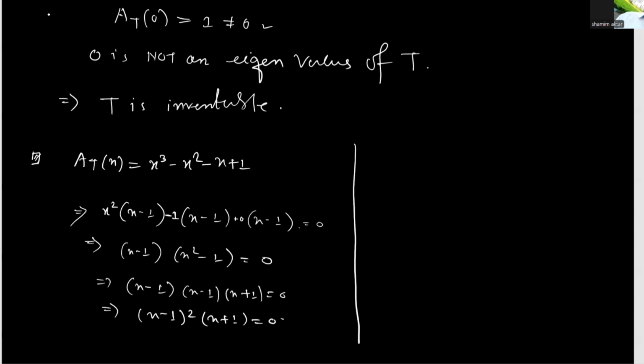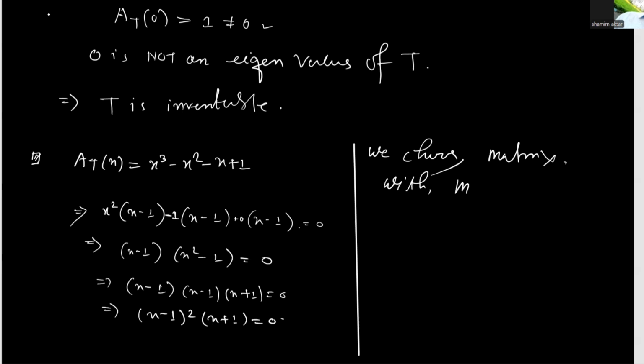Here we choose a matrix whose minimal polynomial is equal to this annihilating polynomial, suppose matrix A. So the minimal polynomial of the matrix is (x minus 1) square into (x plus 1). Then we conclude this matrix is not diagonalizable but invertible, and it follows the condition.